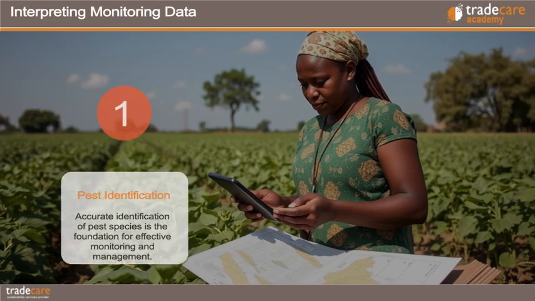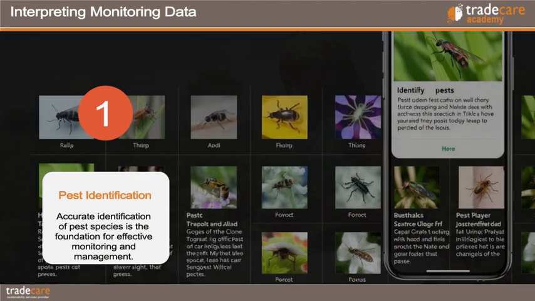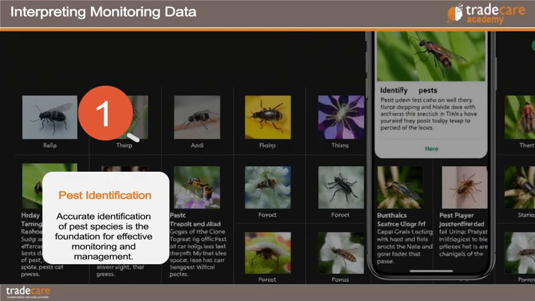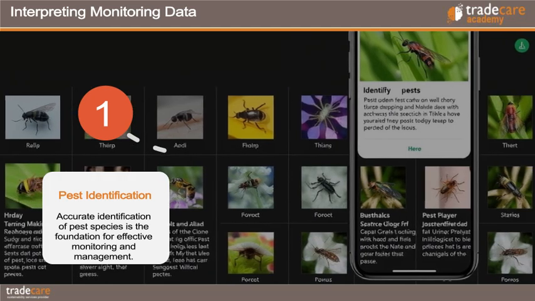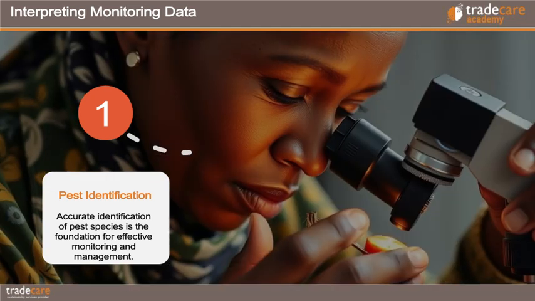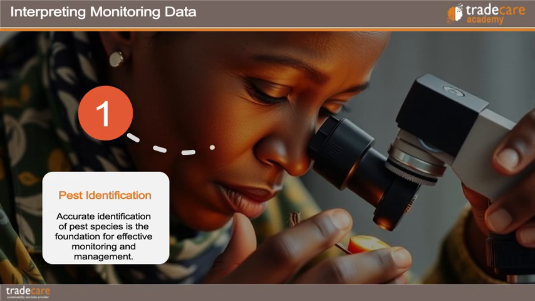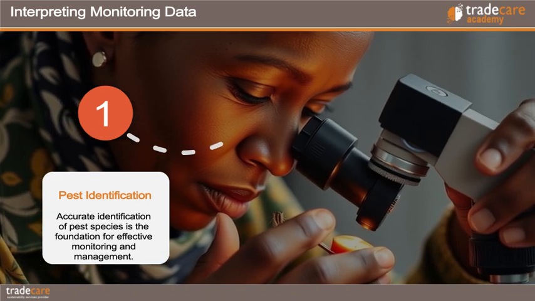Pest identification. Accurate identification of pest species is the foundation for effective monitoring and management. Knowing precisely what pests are present in your fields allows you to tailor your management strategies accordingly.